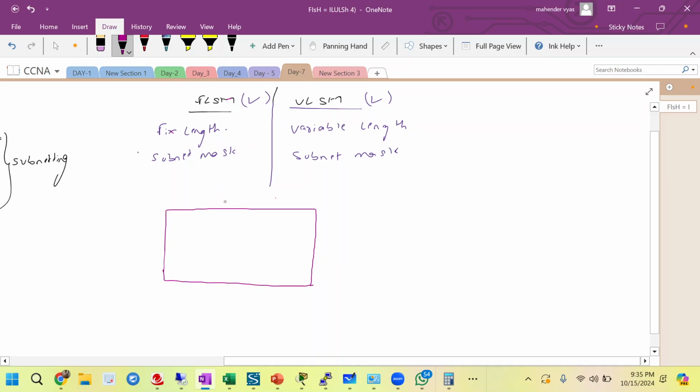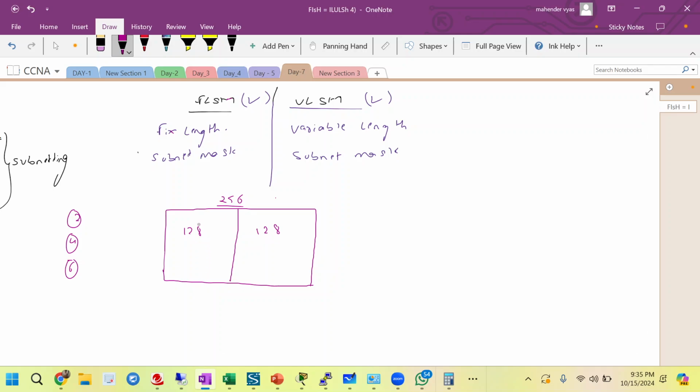I have 256 addresses. Now this 256 addresses, either I divide into two, or into four, or into six. Six is not possible. If I divide into two, it would be two numbers, right? Here it would be 128, here it would be 128. I am dividing a 256 address group into two parts, 128 and 128. When we do FLSM, both should be equal. Here the same number, here the same number.